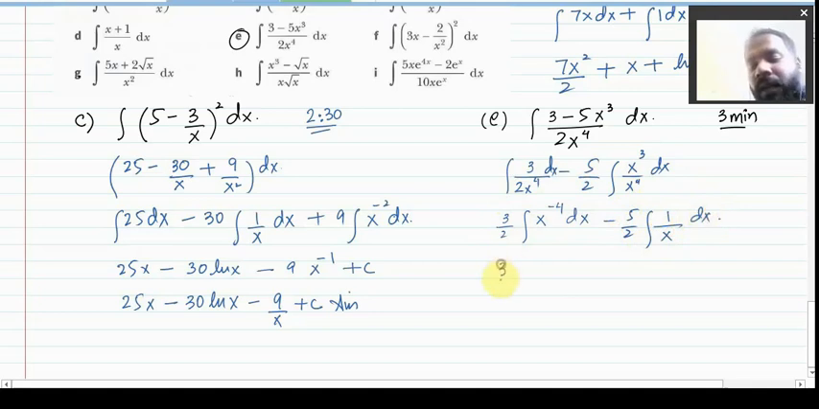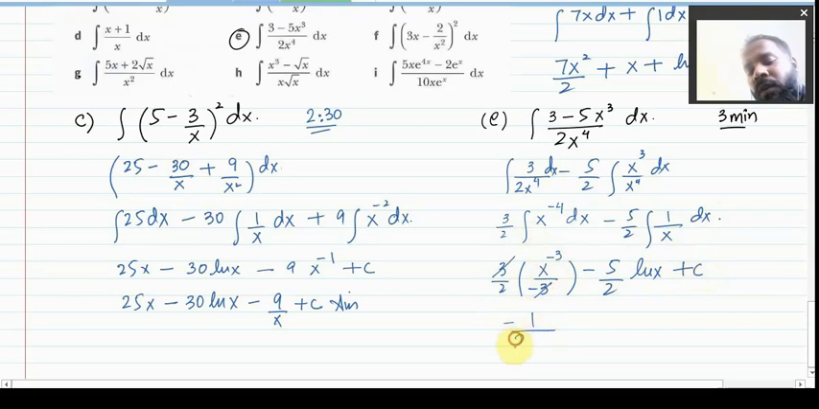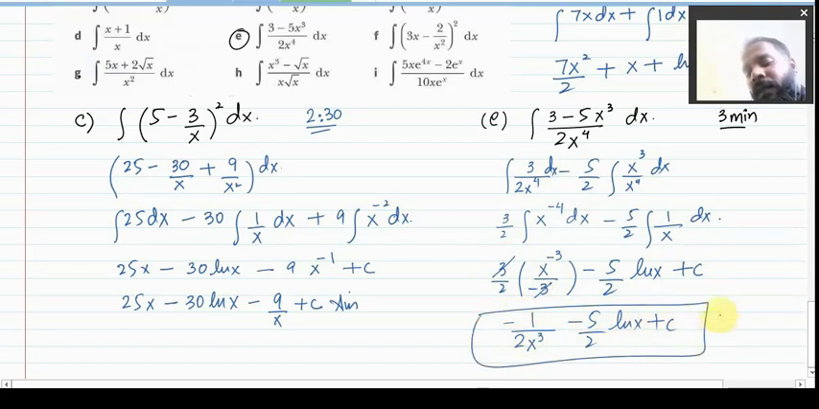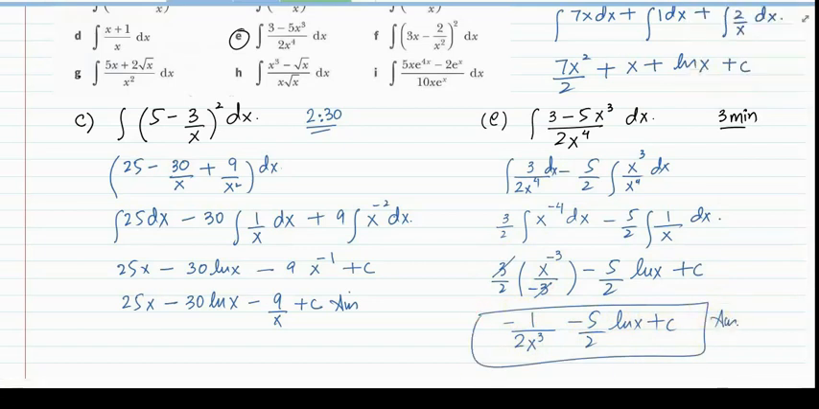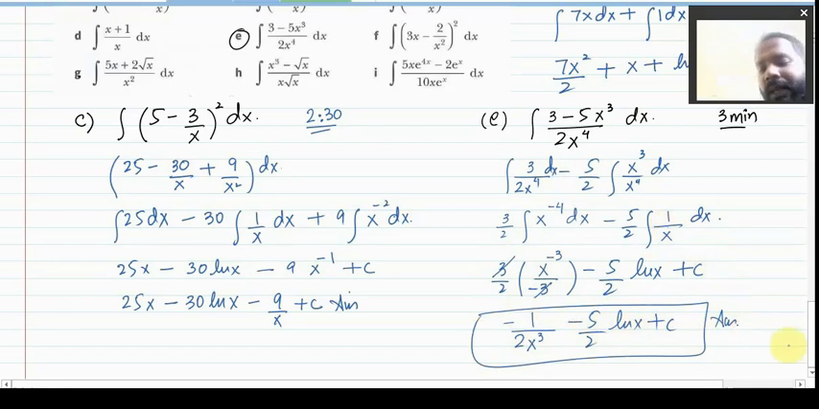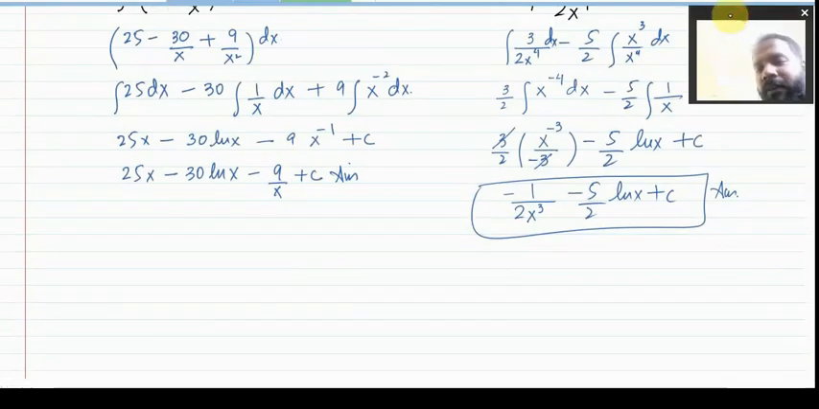So it will be 3 upon 2 integral of x power minus 4, it's x to the power minus 3 divided by minus 3 minus 5 over 2, the integral of 1 upon x, it's ln x, and plus c. We can simplify, 3 and 3 cancel. So the leftover is minus 1 upon 2x cube minus 5 upon 2 ln x plus c. That is your answer. Alright, so moving on towards the next question, it's part G here.